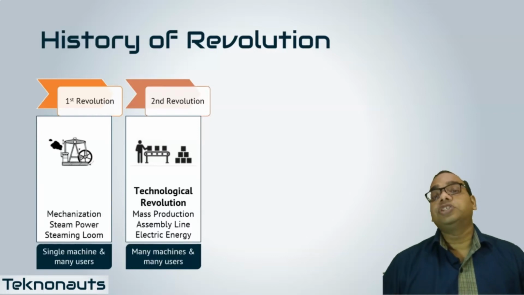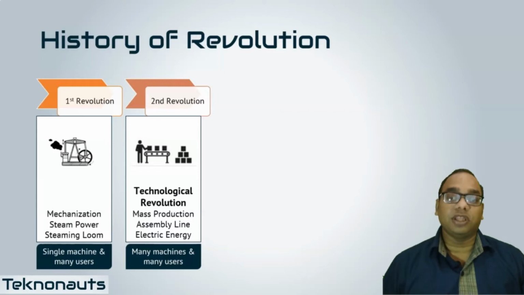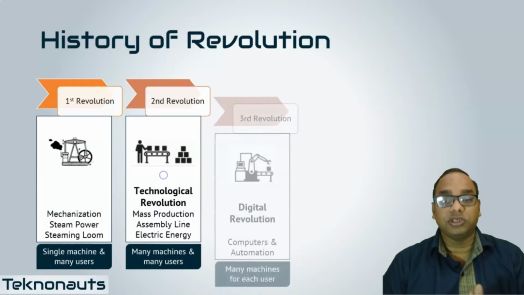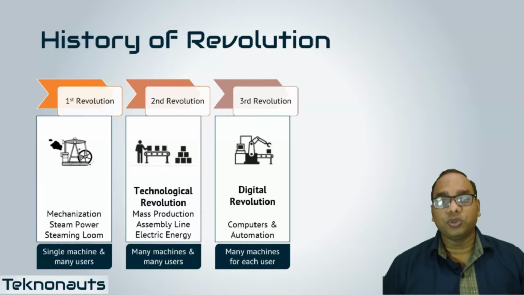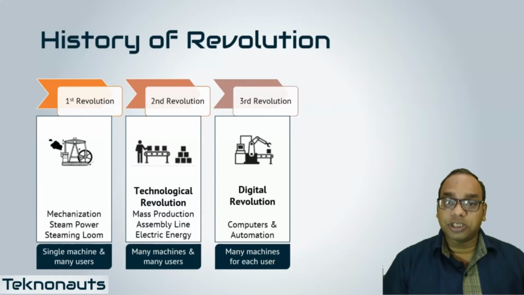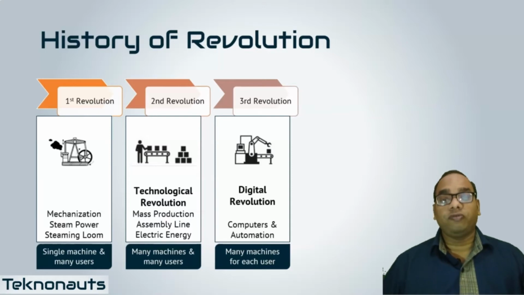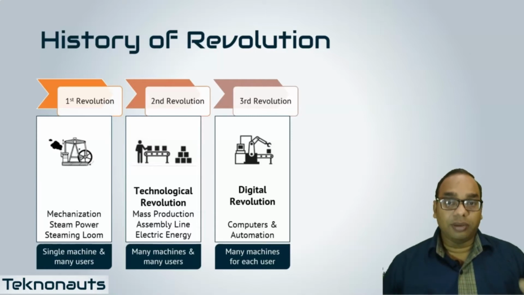Third was the digital revolution, which started taking place when mobile and computers came into existence. When computers came into existence, everything started to change from analog to digital. The terminology that was widespread was computer and automation, where you have many machines for each user. So what was the difference? The different machines were not interconnected, but yes, machines had an impact in the digital revolution.